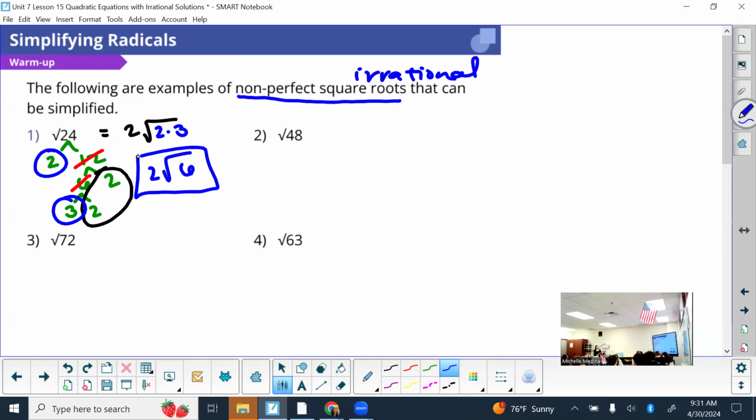Can you try the next 3 yourself? Break it down to its prime numbers, look for any pairs, the pair on the outside, and the leftovers stay inside.